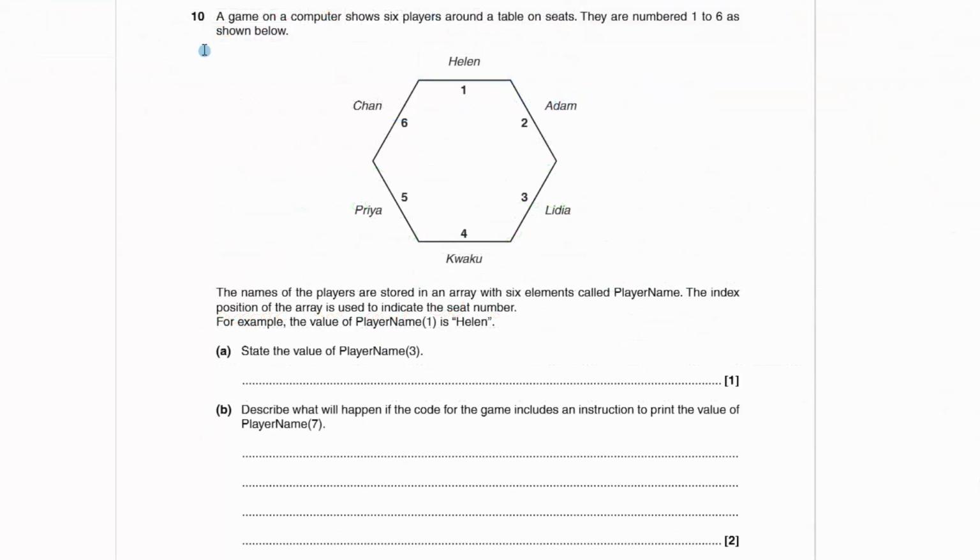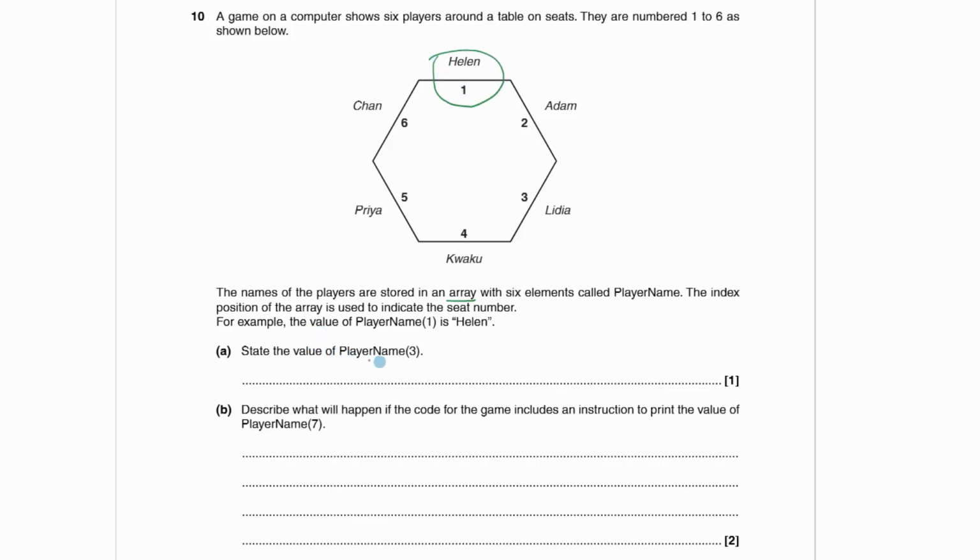Finally, on the last and 10th question, this shows a game on a computer with 6 players around a table on seats. They're numbered 1 to 6 as shown below. The names of the players are stored in an array with 6 elements named playername, and the index position of the array is used to indicate the seat number. So for example, the value of playername 1 is Helen. So you can see we've got the index number written under the person.